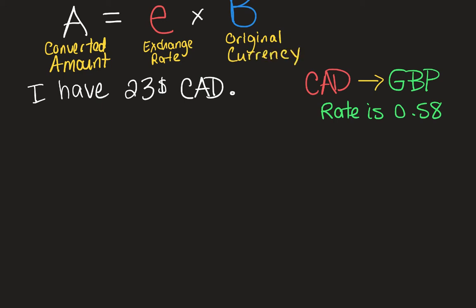Okay. So now if I use that formula and I say that my converted amount will equal the exchange rate times the original currency I have, I can say, okay, my exchange rate is 0.58. I know that. And I'm going to multiply that by the amount of money I have. And I said that I had $23 Canadian.